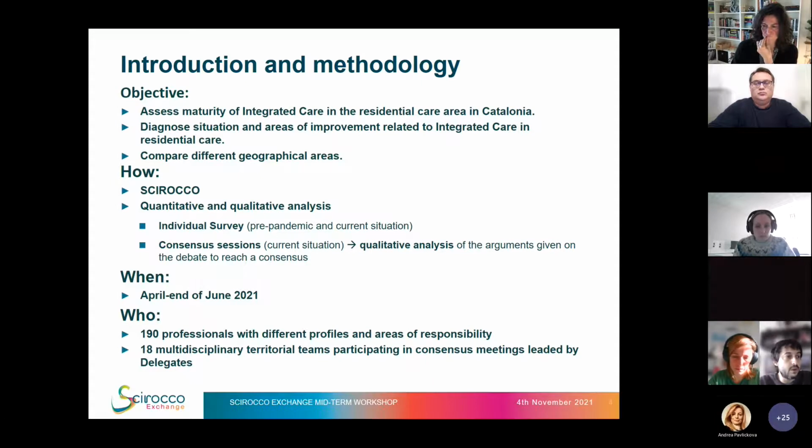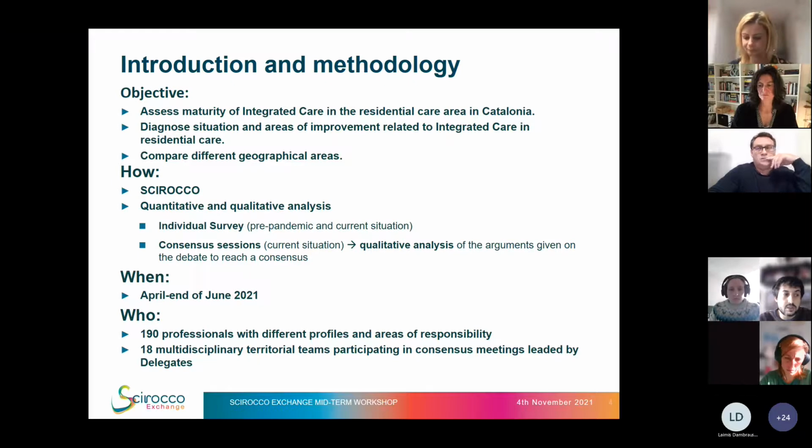So we thought the Scirocco model was a good tool for this because it allowed us to combine a quantitative and a qualitative analysis. First, with an individual survey, where we asked the participants about the pre-pandemic and the current situation, and this is a new thing that we brought to this. And second, with the consensus sessions, where the participants only discussed the current situation, not the pre-pandemic situation, and we kept for the qualitative analysis all the information about the arguments given in the debate. It was between April and June 2021, and more than 190 professionals with different profiles and areas of responsibility participated, and they were distributed in 18 territorial teams.